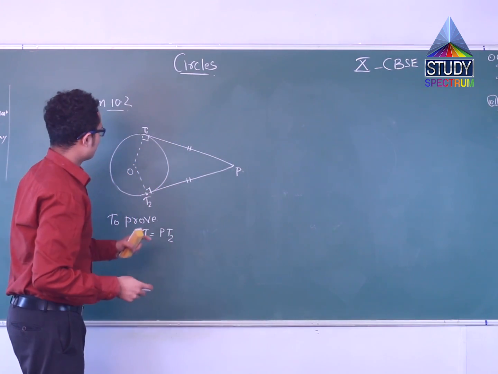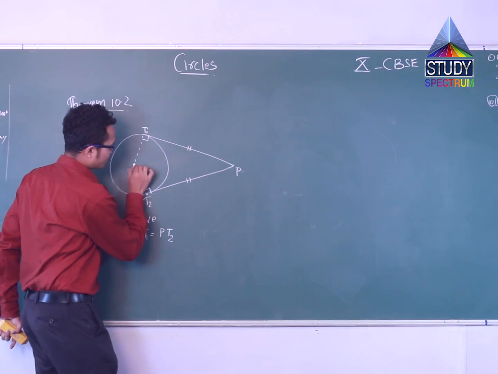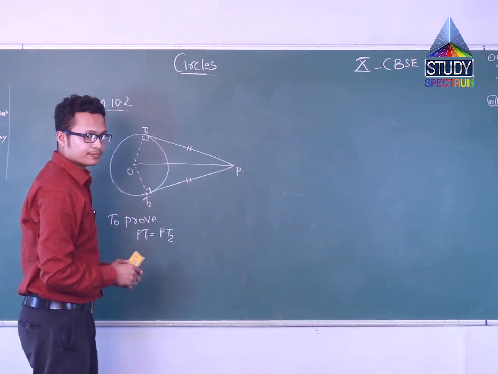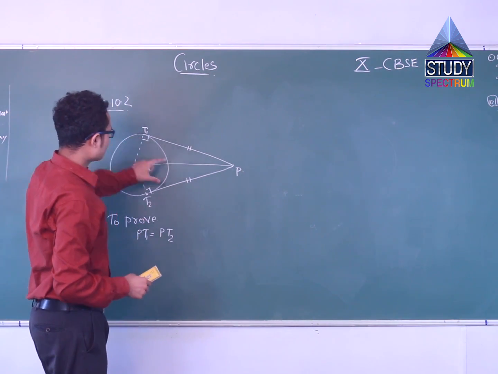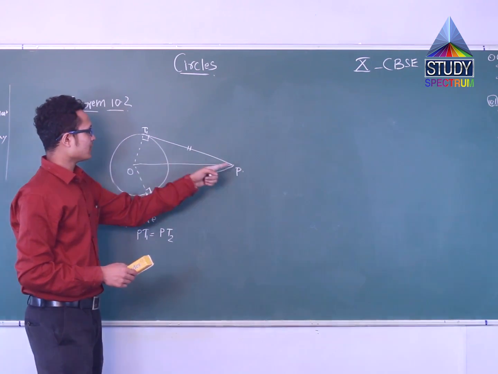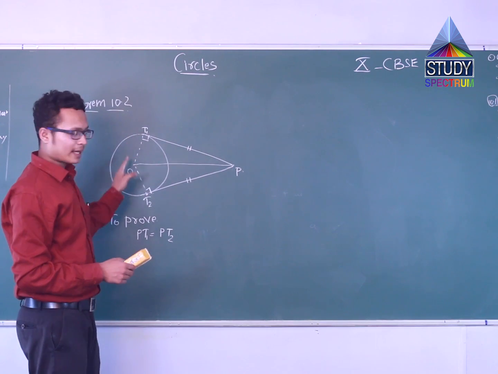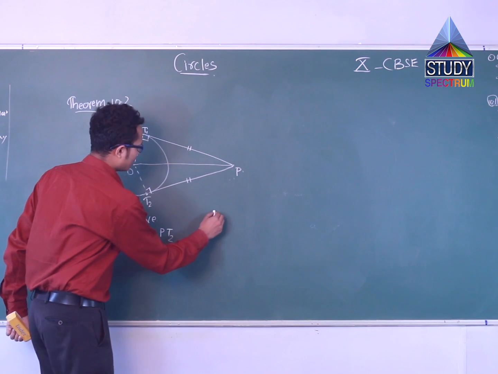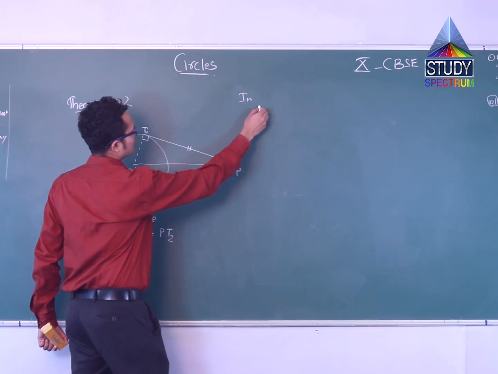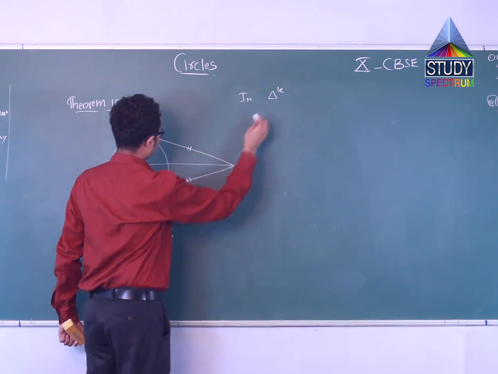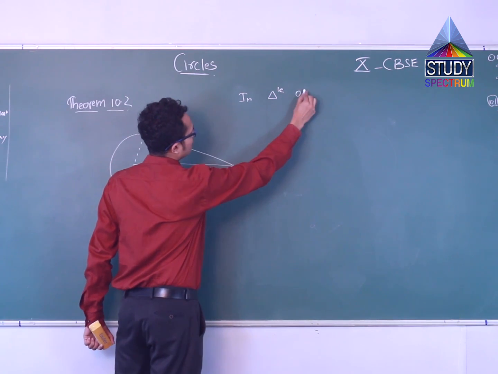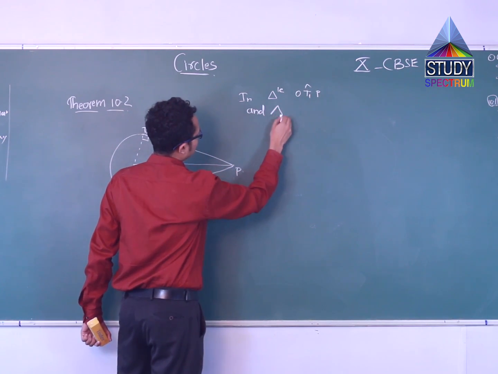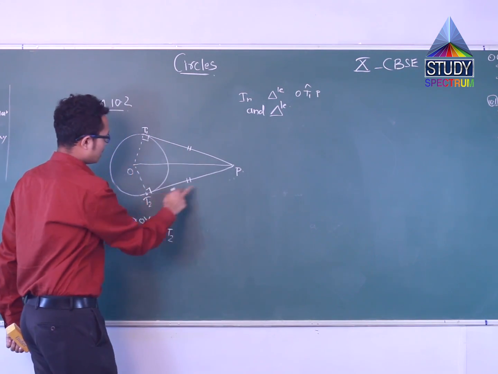Now based on that concept, let me draw the line from O to P. Based on that concept, I'll derive. We have two triangles here, triangle OT1P and triangle OT2P.